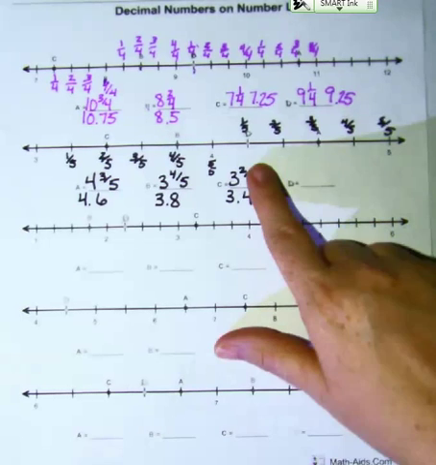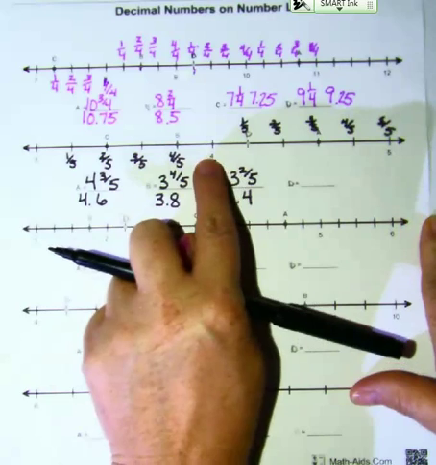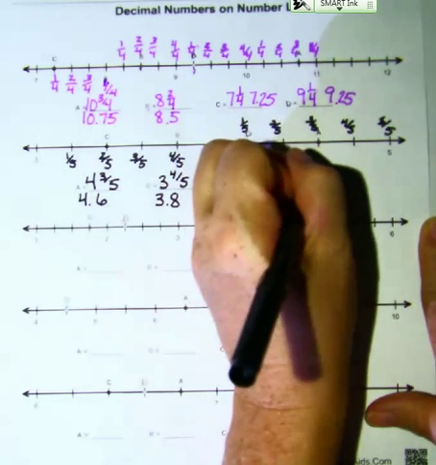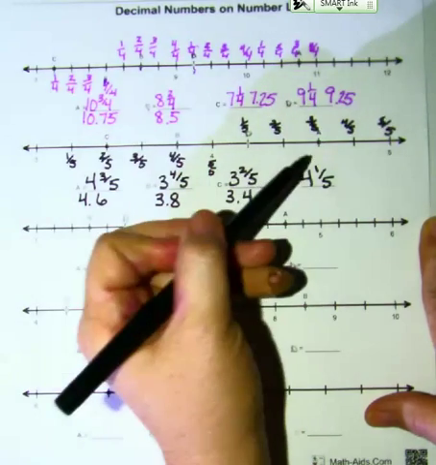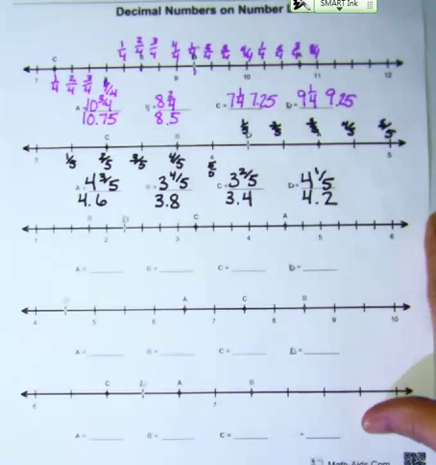And then letter D is right here. It's between the 4 and the 5. So you start with the 4. You slide it over and you see 1/5. 1 divided by 5 in a calculator is 4.2.